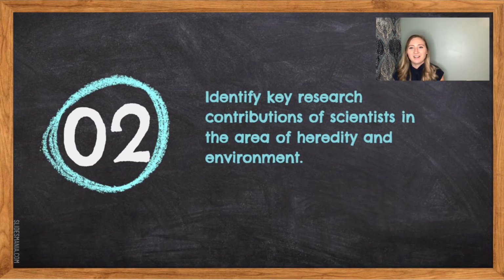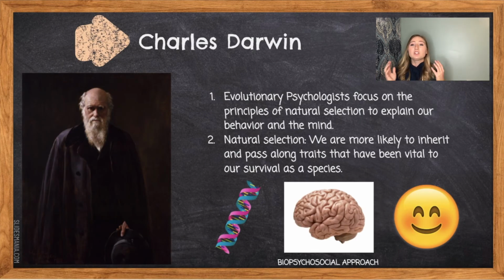All right, objective number 2. We're going to identify key research contributions of scientists in the area of heredity and environment. Charles Darwin is our big person here. We've talked about him a little bit, but today we're going to get into evolutionary psychology a little more. Evolutionary psychologists focus on the principles of natural selection to explain our behavior and the mind. And remember, natural selection is this idea that we are more likely to inherit and to pass along traits that have been vital to our survival as a species.